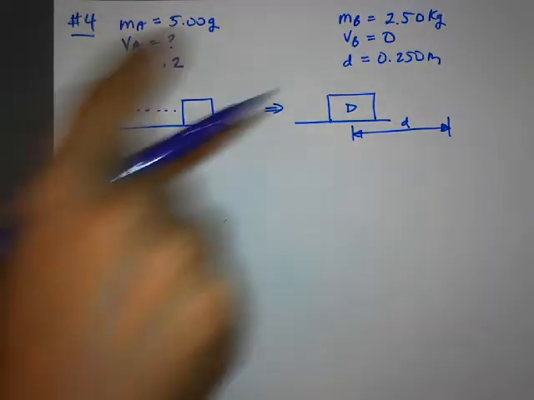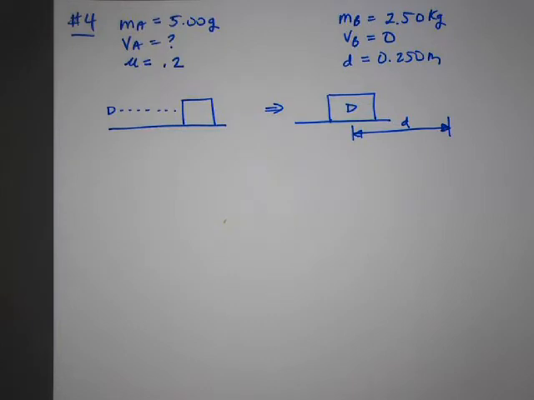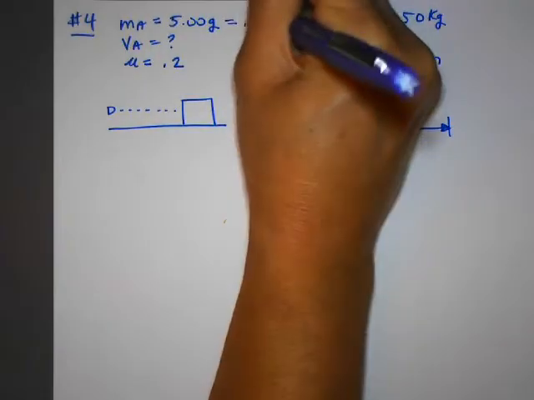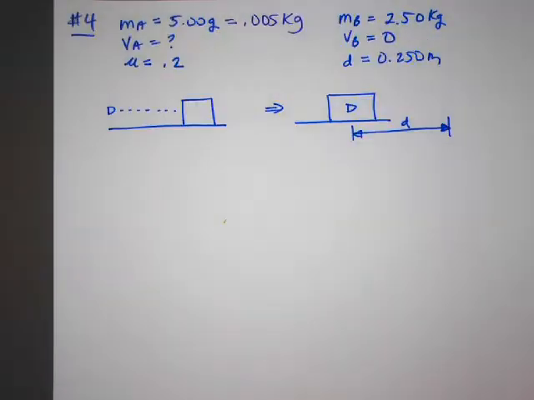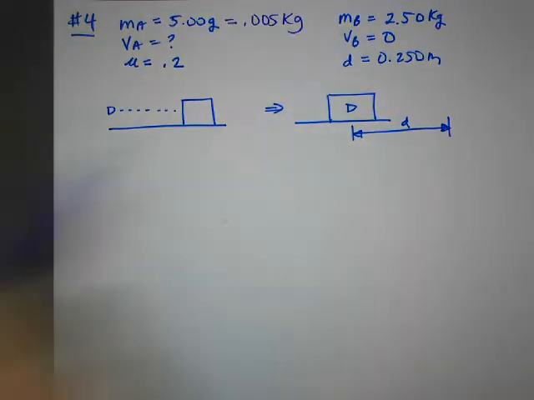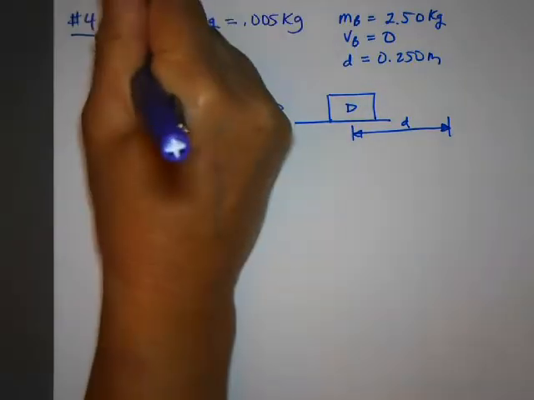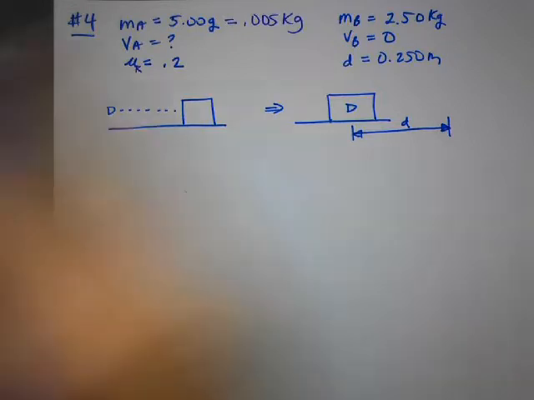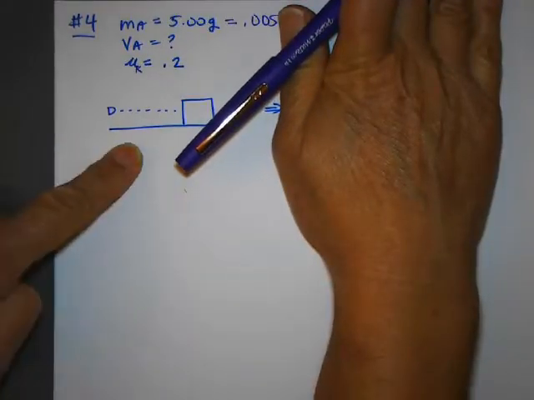So it says a 5-gram bullet, so I'm going to call that MA. And one of the things I want to do right away is convert the grams to kilograms because I'll forget. So it's 0.005 kilograms. It is fired horizontally into a 2.5 kilogram wooden block, so that's MB, resting on a horizontal surface. The coefficient of kinetic friction, so we'll say mu sub K, is equal to 0.2 between the block and the surface. The bullet remains embedded, so this is my before.